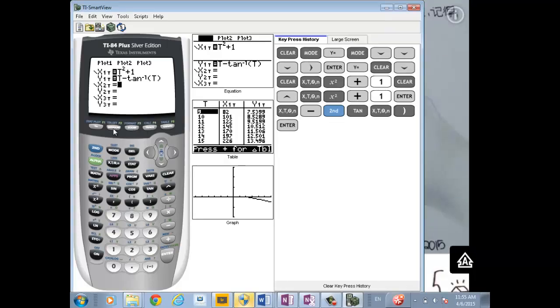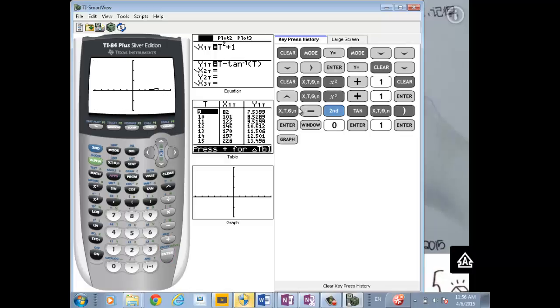So I'll go to my window setting. t minimum 0, t maximum 1. Then I'm going to graph. You cannot see, right? Not very clear. You have a few options: you can do a zoom box or a zoom fit. If you forget what those are, please go back and revise your graphing. So basically I'll do a zoom fit.